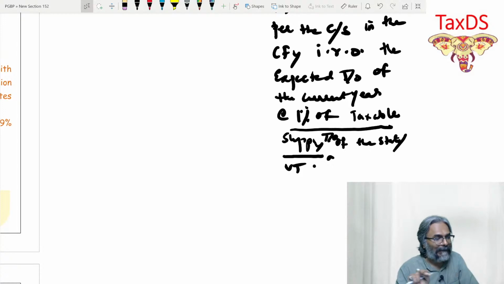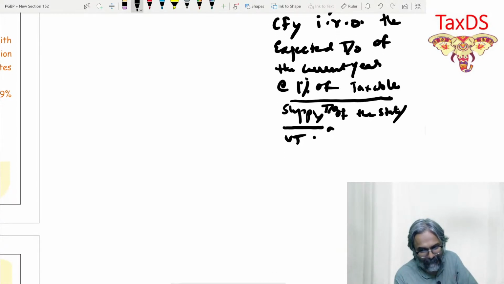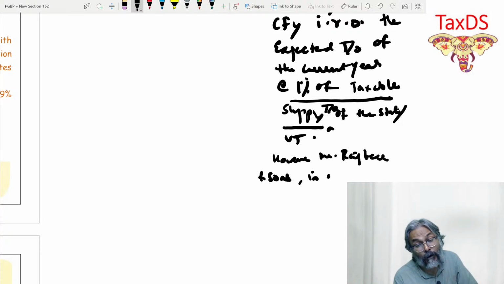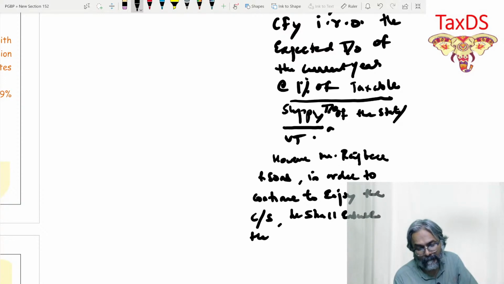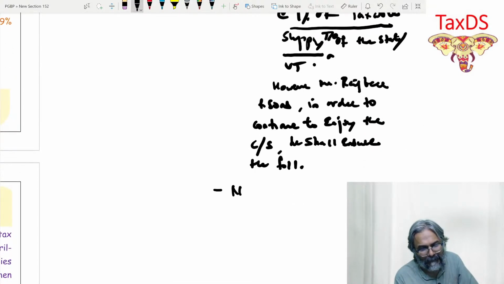So you have to write this particular statement. What is that? However, Mr. Rajbir and sir, in order to continue to enjoy the composition scheme, he shall ensure the following. Now, friends, can you write all that? No interstate supply.